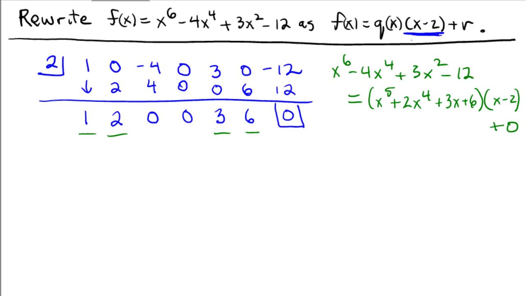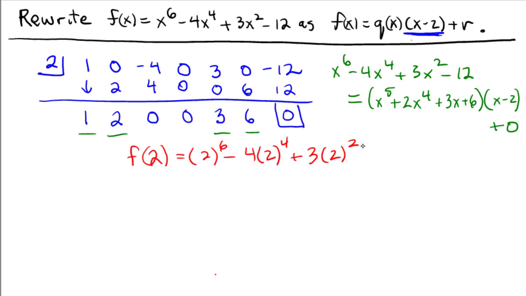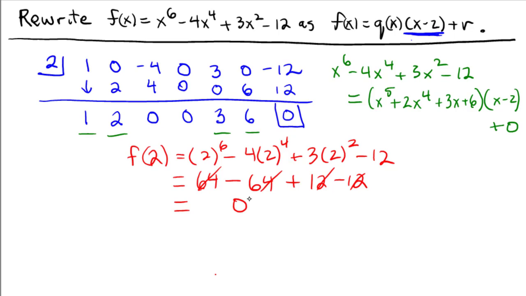Okay, don't forget, let's do this in red here, that if we wanted to verify that that was the right remainder, because remember, sometimes we make errors here, if we're going to take f of 2 by the factor theorem, we would expect this to yield 0. So let's make sure we're on the right track here. So f of 2 would be 2 to the sixth minus 4 times 2 to the fourth plus 3 times 2 squared minus 12. 2 to the sixth is 64. 2 to the fourth is 16 times 4 is 64. 2 squared is 4 times 3 is 12 minus 12, and look how convenient that is. 64 minus 64, 12 minus 12 is 0.